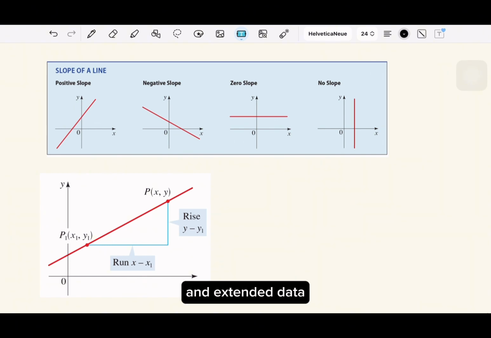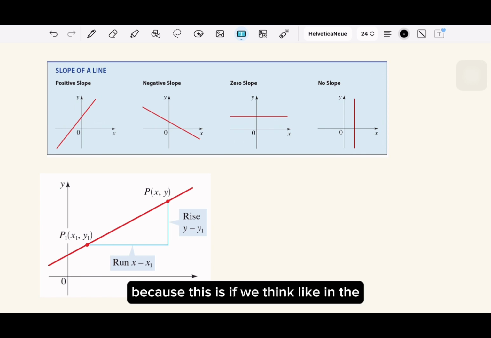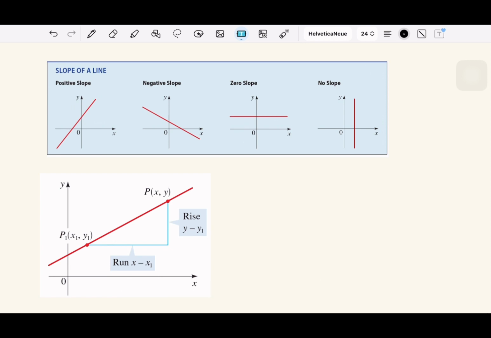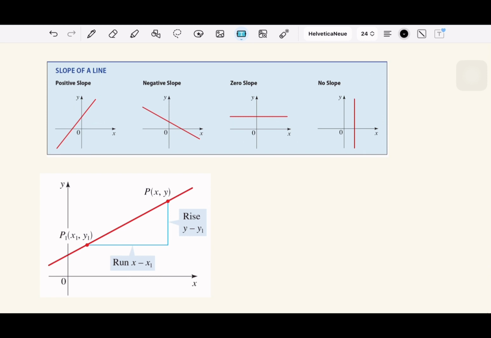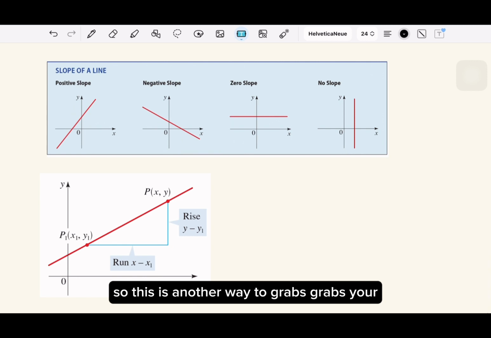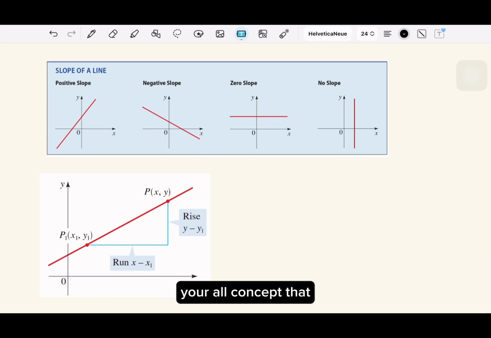And this tangent theta, if we think in the system of trigonometry, this should be positive. But tangent negative theta is equal to negative tangent theta. Okay, so this is another way to grasp the concept, that they are actually the same. Whether you think in trigonometry, in linear equations, or in calculus, they are the same.